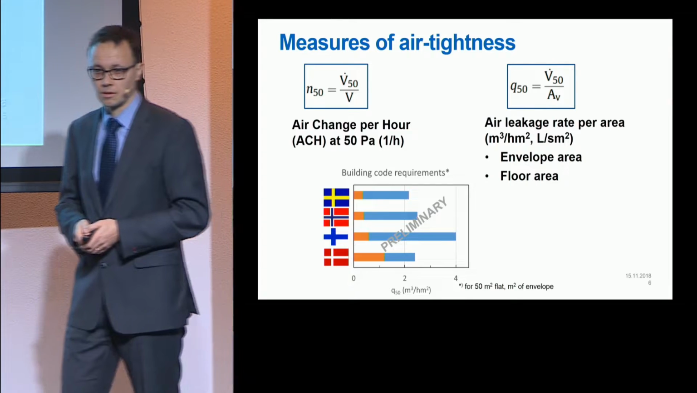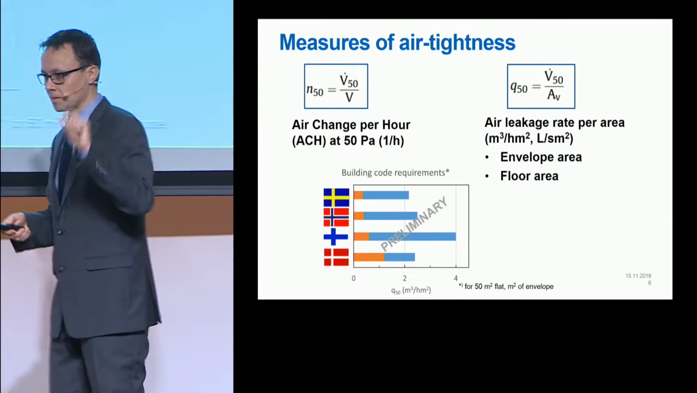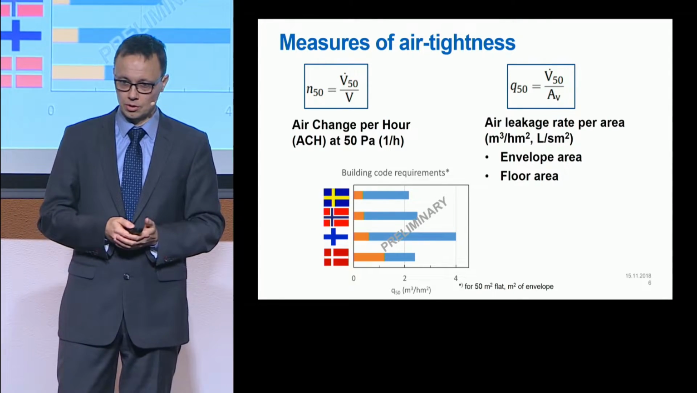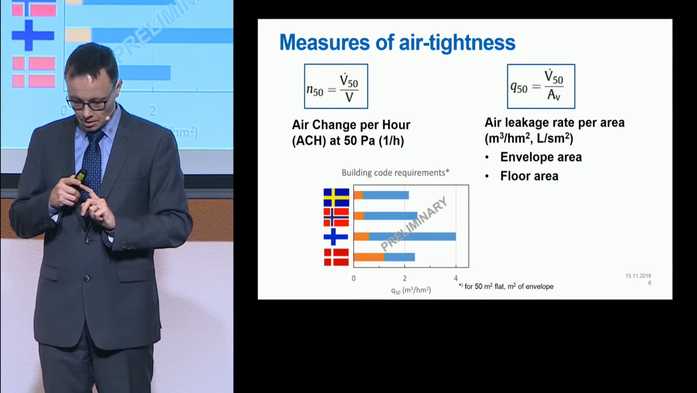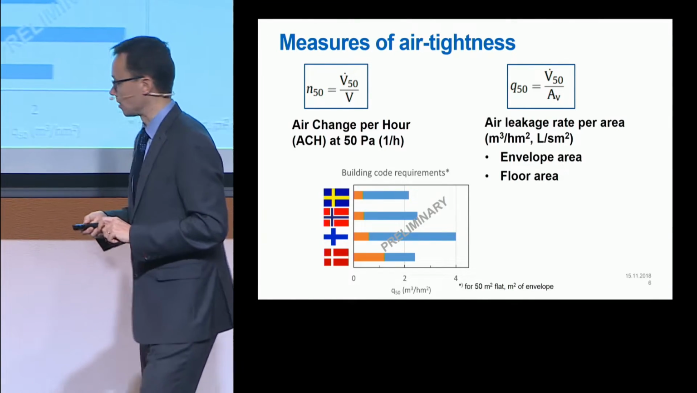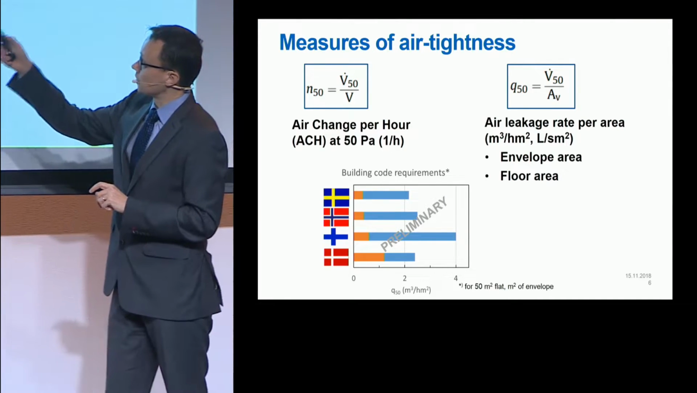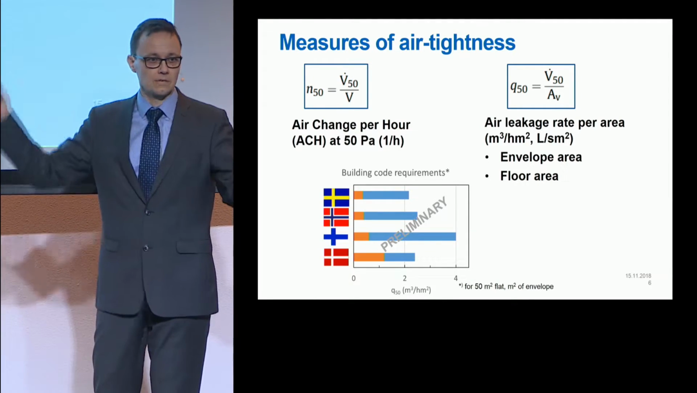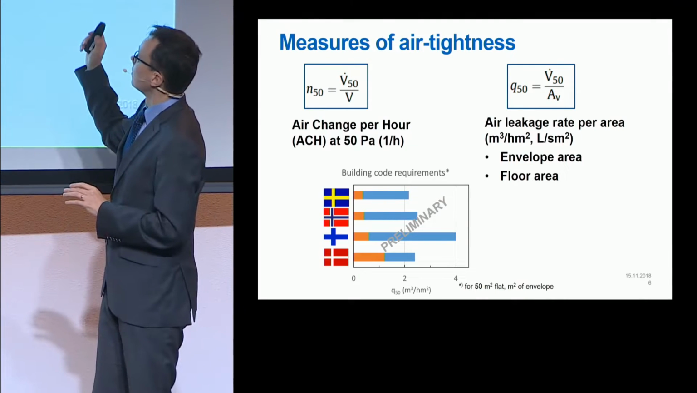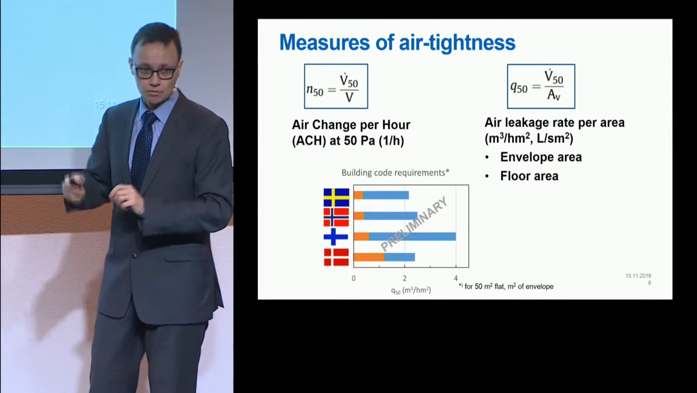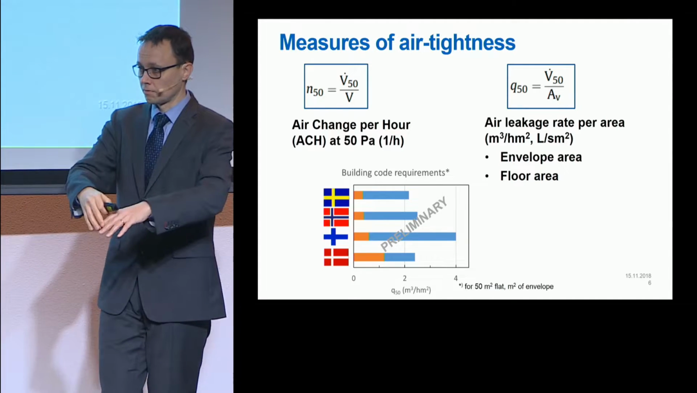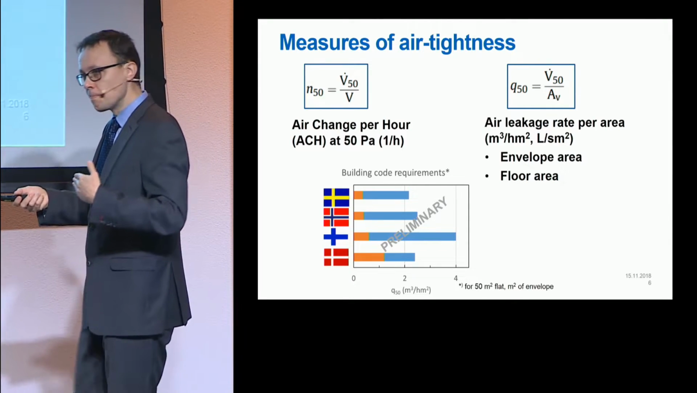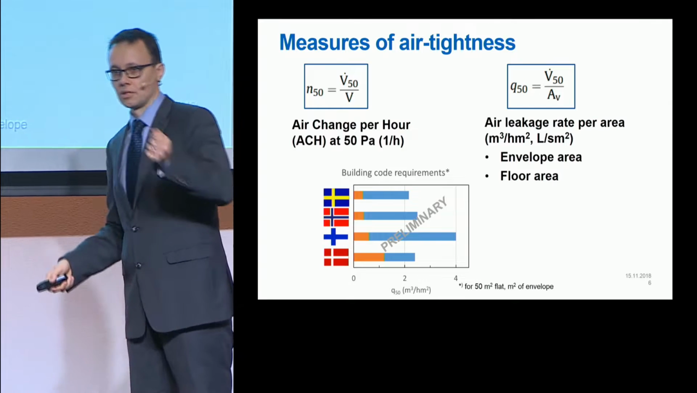Do you know your country's building code, using which number it's actually going to define the air tightness requirement? We have 3 options. We have the air change per hour, N50. We have Q50 defined using the entire envelope area, or we have Q50, or sometimes called W50, if that's defined using the floor area. So, how many of you actually know what is the definition in your building code?